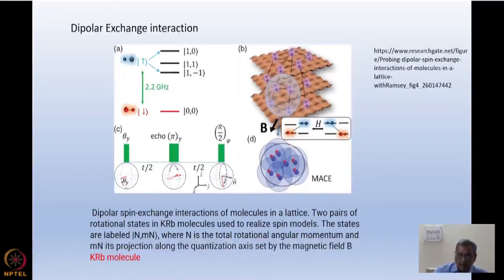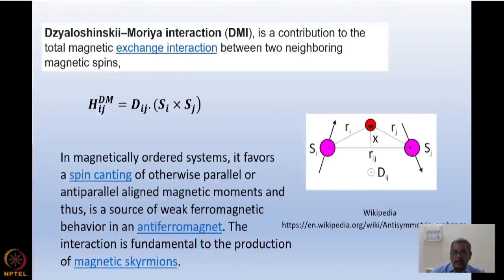The most interesting one is this figure, which has been taken from this source. In case anybody is interested, you can look up the article, because it has been determined using a technique known as Ramsey scattering, optical scattering. There is a difference of energy involved in this interaction, which is 2.2 gigahertz, unlike other exchange interactions where we don't mention any energy term between the two states we are considering for exchange. This is the last one I am using.